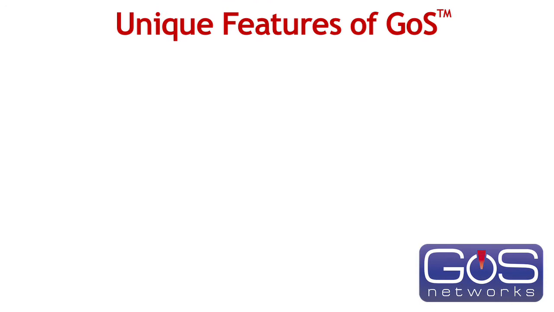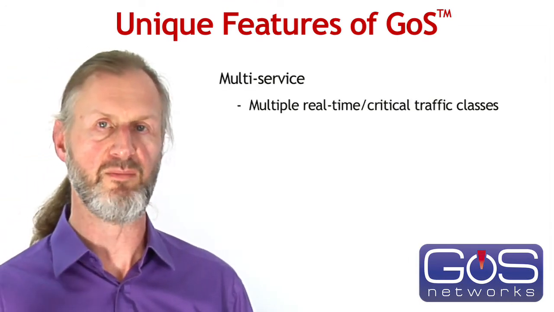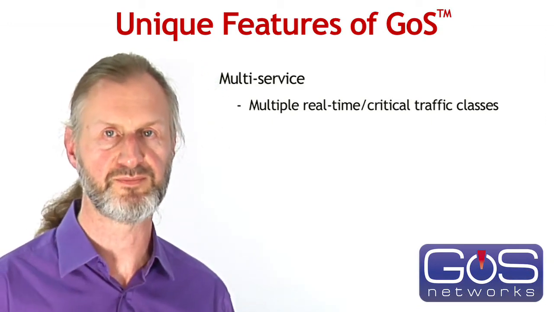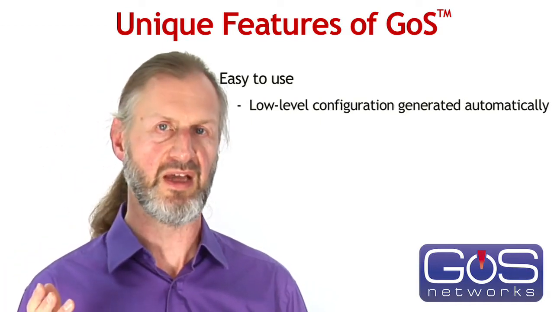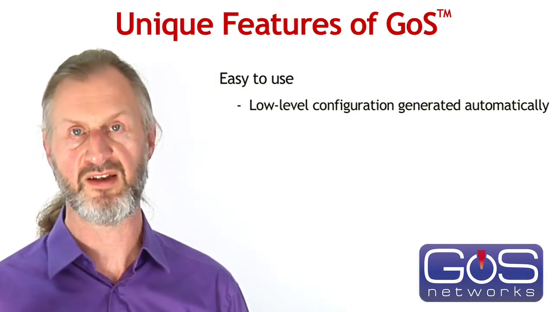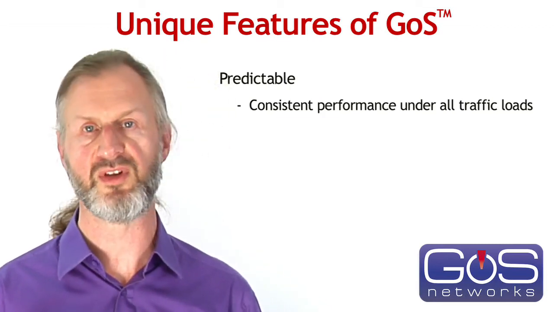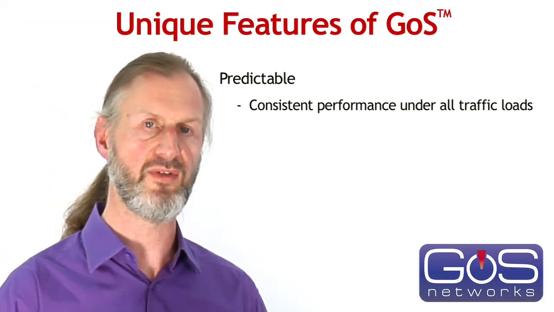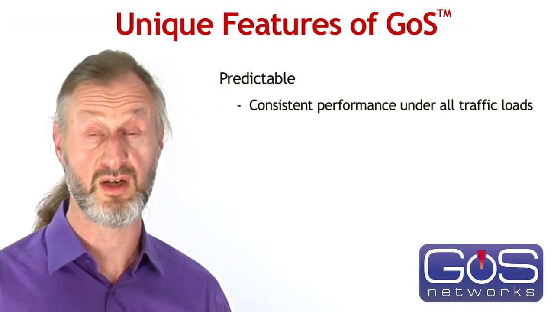So the unique features of GoS are that it provides support for multiple real-time, near real-time and critical data traffic types simultaneously. It's very easy to configure because having a mathematical basis means that the low-level parameters which are required can all be derived automatically from a high-level description. And most importantly for the delivery of reliable services, its performance is predictable. So each class of traffic gets a consistent treatment regardless of the amount of traffic in other classes.